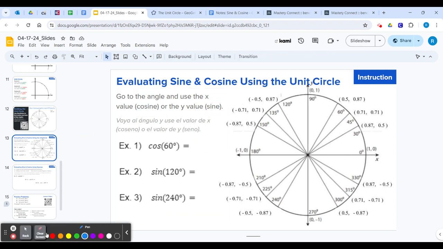So if I want to calculate cosine of 60, I move to this line over here on my unit circle. This is my 60-degree line. And I pull that x value, which is my cosine of 0.5. So my cosine at 60 degrees is 0.5. Okay, if we want to do this for sine, I'm going to throw this one in green. We're asking for 120, so I'm going to move to my 120 degrees. And I'm pulling the y value because that's my sine value, and I get 0.87.